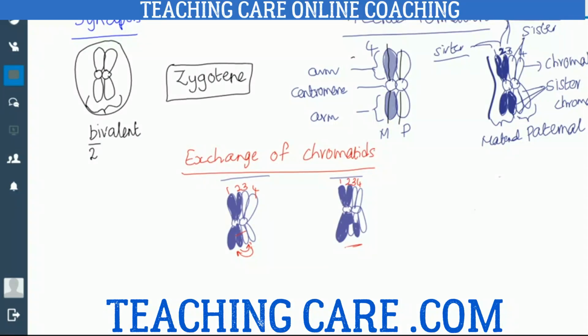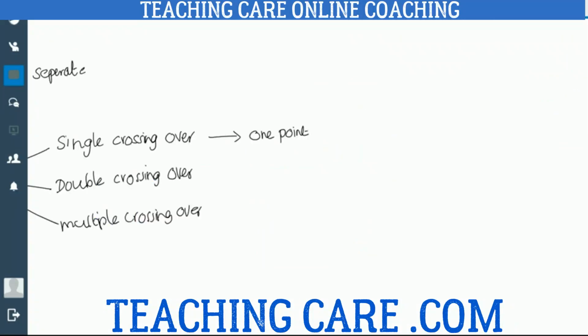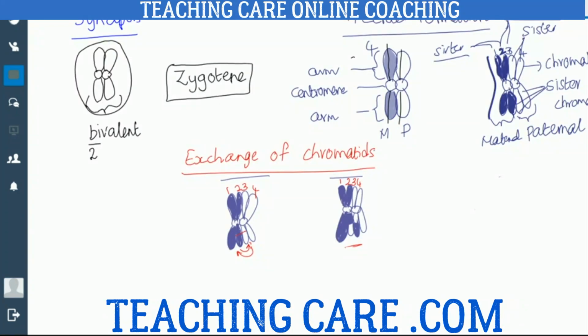And double crossing over means crossing over has taken place at two points. For example, suppose here also crossing over has taken place, here also. So here there are two points.